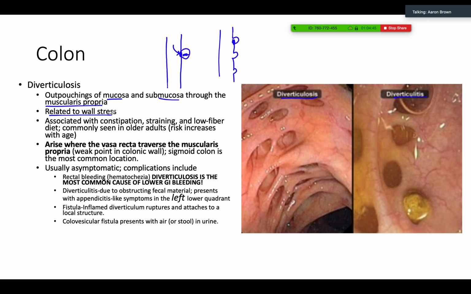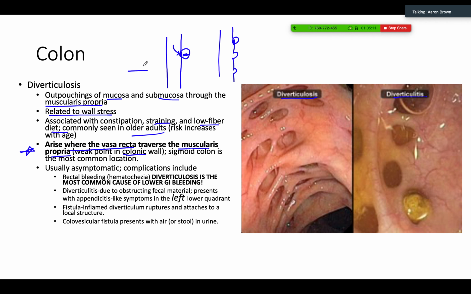So these little diverticula are going to accumulate in the colon as we accumulate birthdays. Older people have more of them. That's just the way of life. It's associated with straining, low fiber diets, and again, seen in older adults. This is something that is asked about. The diverticula itself arises where the vasorecta cross the muscularis propria, which is a weak point in the colonic wall.